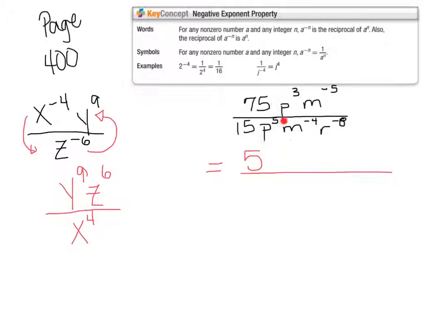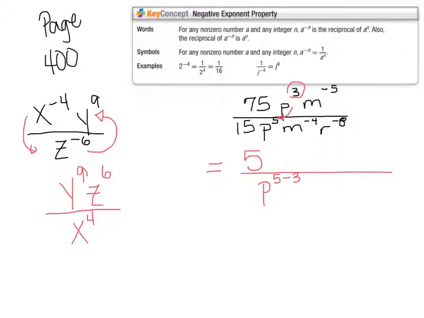How we previously did, where we listed them out, p times p times p, over 5 times p times p times p times p times p, or you can subtract the exponents. And what you want to do is you want to take the exponent that is smaller across the fraction bar to the larger. That changes the sign of the 3 to a negative 3. When an exponent crosses the fraction line, the exponent changes its sign. So we have p to the 5th minus 3.